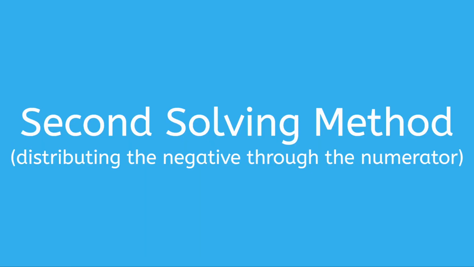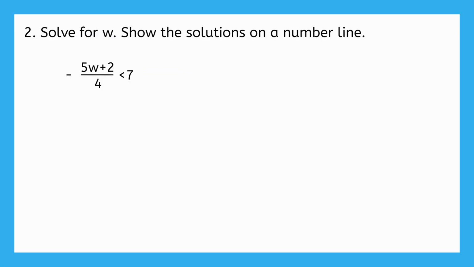Now let's look at what happens if we distribute the negative through the numerator instead. If we distribute the negative through the numerator, we have -5w minus 2. We can copy the rest of the inequality down and then figure out how to isolate w. Since w is multiplied by -5, then 2 is subtracted from it, and then all of that is divided by 4, we're going to undo those things in the reverse order.